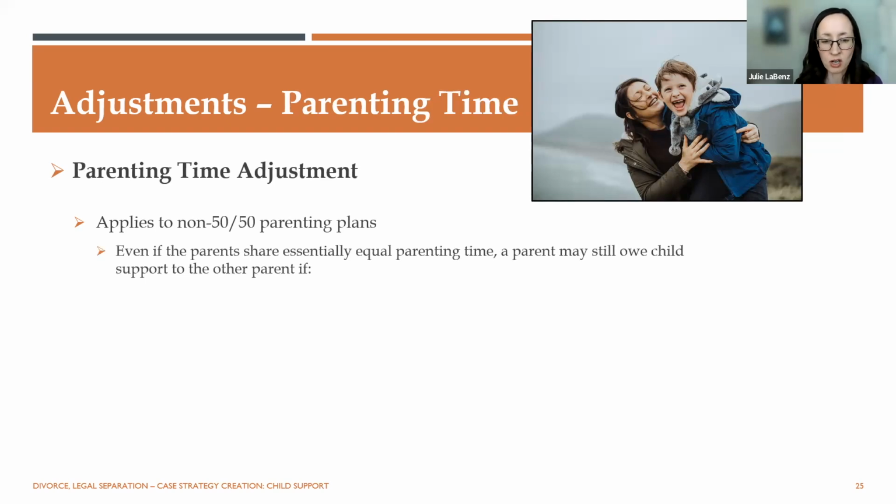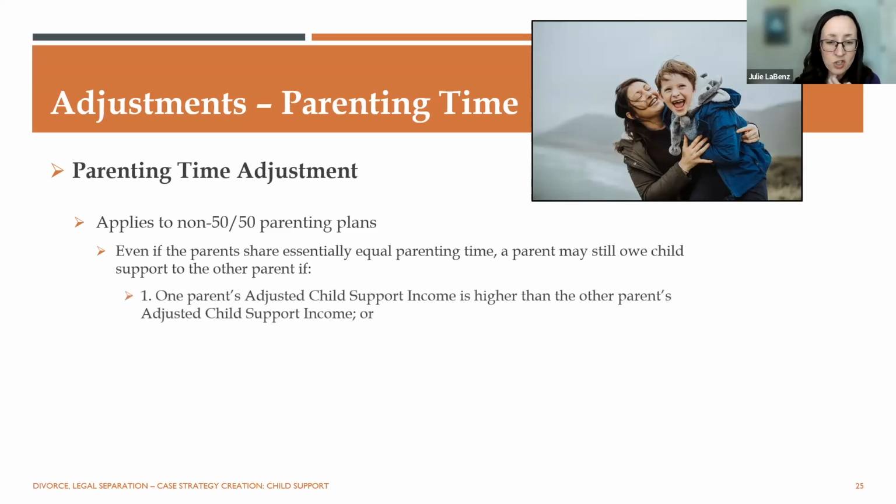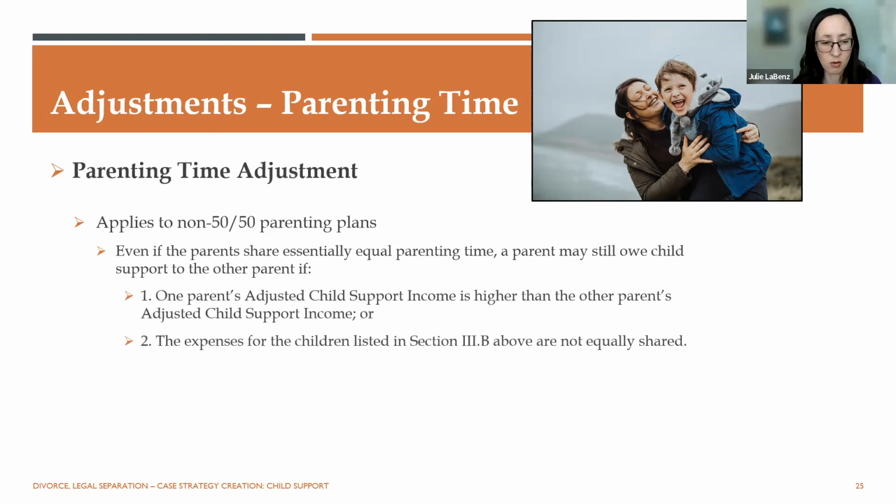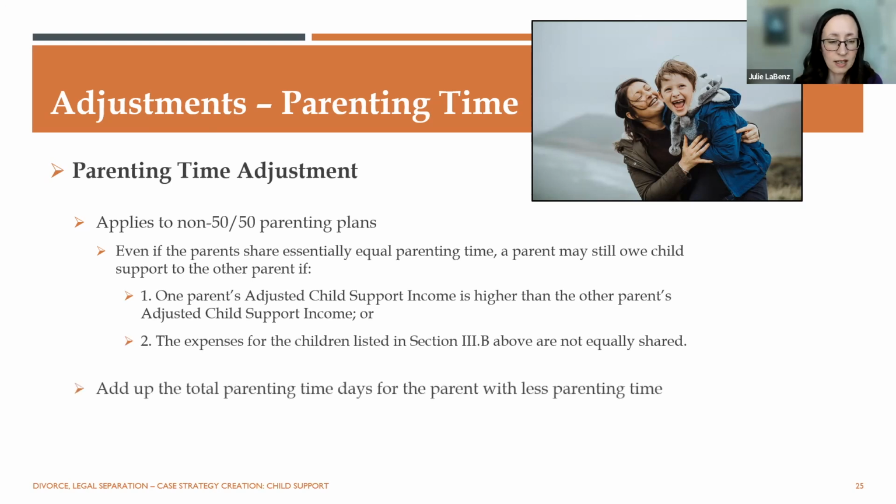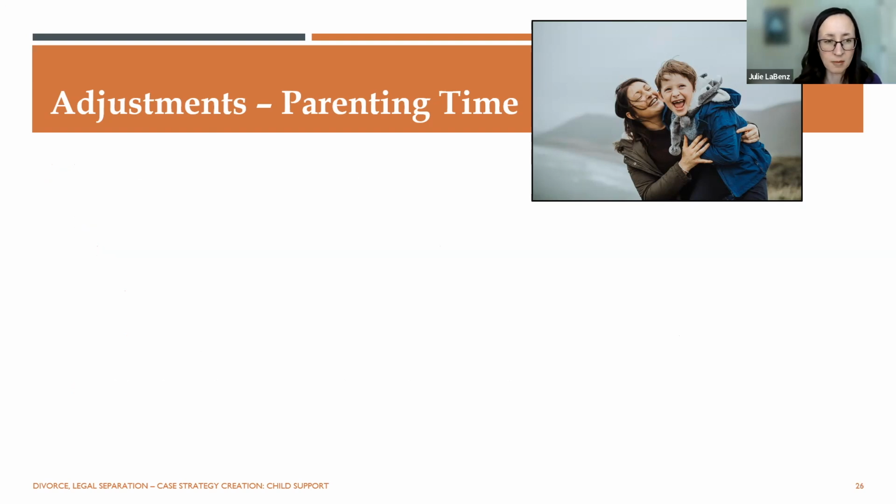Even if the parents share essentially equal parenting time, a parent may still owe child support to the other parent if one parent's adjusted income is higher than the other's or the expenses are not equally shared. So just as a side note, keep in mind, even if you have essentially equal time, child support could still be owed. But this parenting time adjustment is only going to apply if you have a non-50-50 plan. So add up the total parenting time days for the parent with less parenting time.